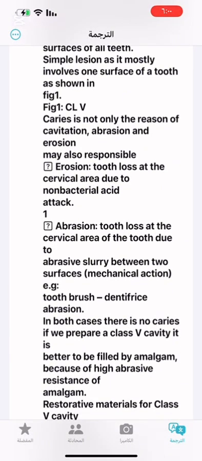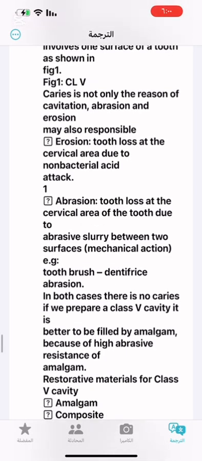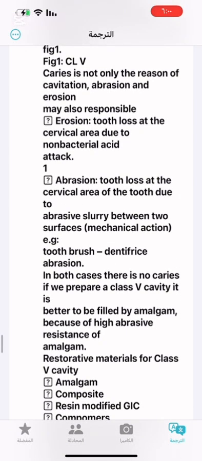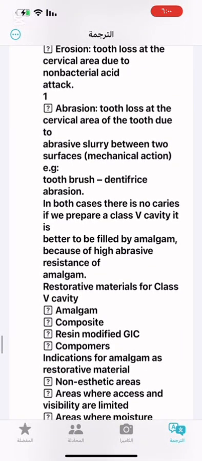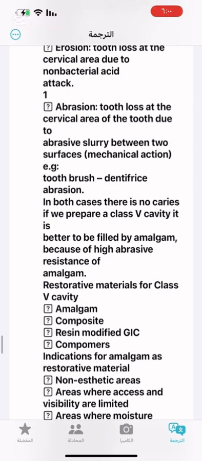Figure 1. Class V caries is not only the result of cavitation; abrasion and erosion may also be responsible. Erosion: tooth loss at the cervical area due to non-bacterial acid attack. Abrasion: tooth loss at the cervical area of the tooth due to abrasive slurry between two surfaces, mechanical action, for example, toothbrush or dentifrice abrasion. In both cases there is no caries.